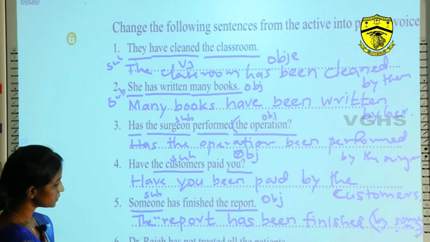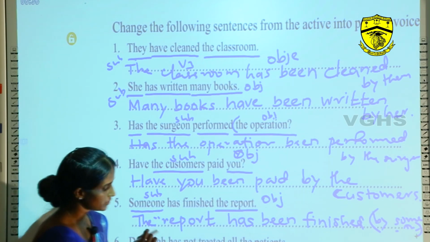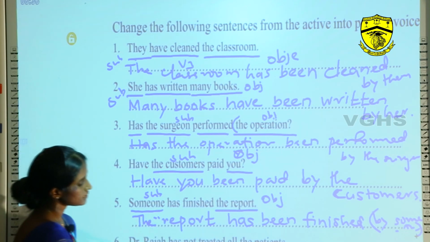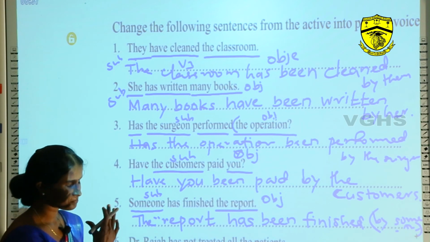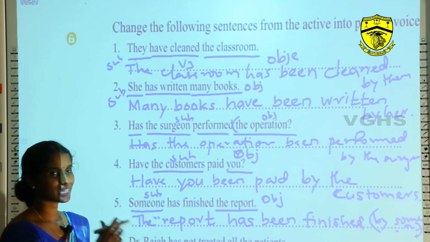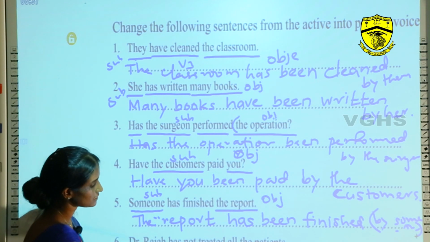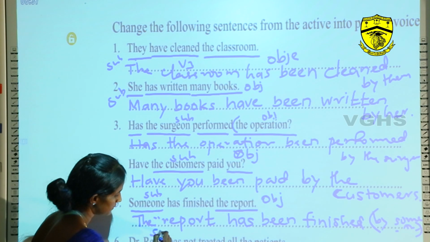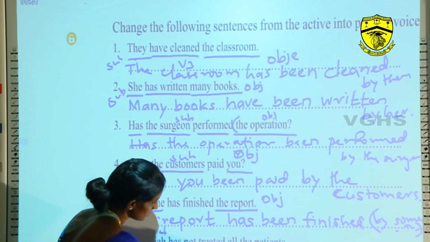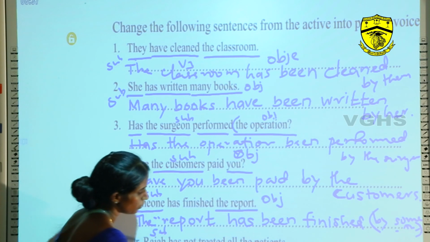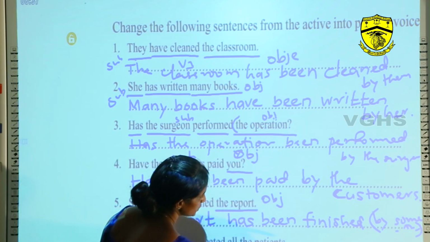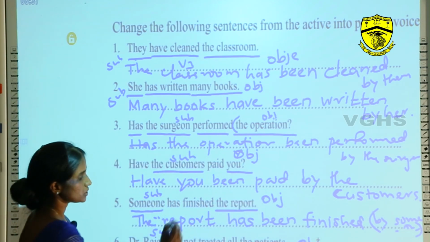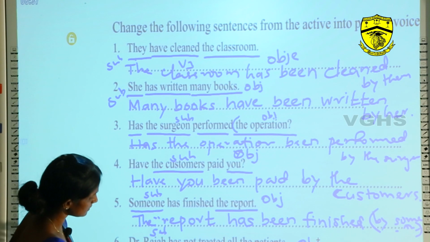The last one: Dr. Raja has not treated all the patients. This is a negative sentence, an active negative sentence. Here Dr. Raja is the subject, has not treated is the negative verb form, and all the patients is the object. So the object comes as the subject.